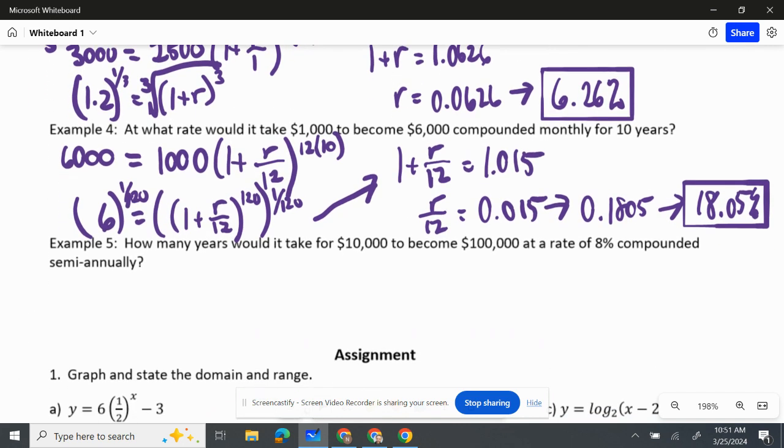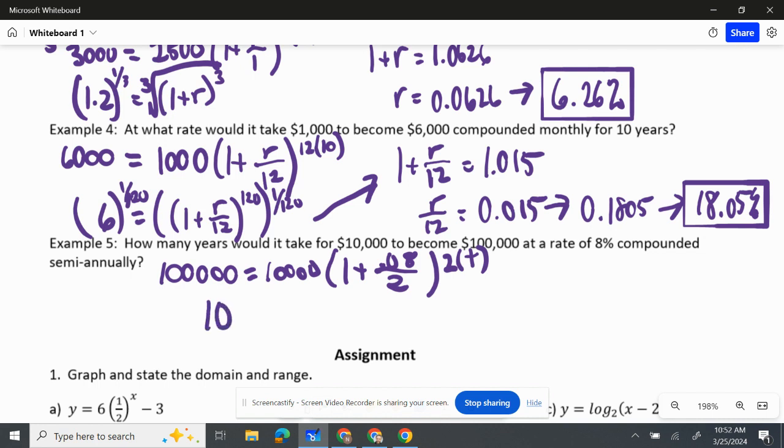And for our last one, we have 100,000 becoming 10,000. And we have an interest rate of 8% compounded semi-annually. We're trying to figure out how many years. So I'm going to take the 100,000 divided by the 10,000, and that has 10. And then the 0.08 divided by 2 is 0.04. So I have 1.04. And then we have the 2t.